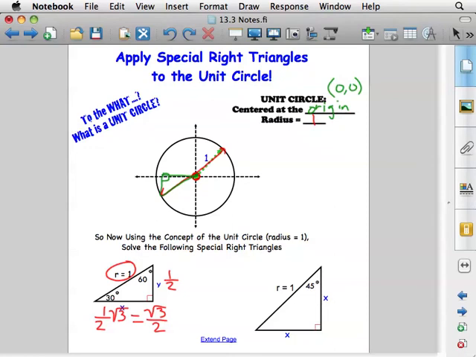If we want to do our 45, 45, 90, we have a hypotenuse of 1. So to go from a hypotenuse in a 45, 45, 90 to our leg, we divide by the square root of 2, which we could rationalize, but we'll just keep it a little bit easier and leave it as 1 over the square root of 2.